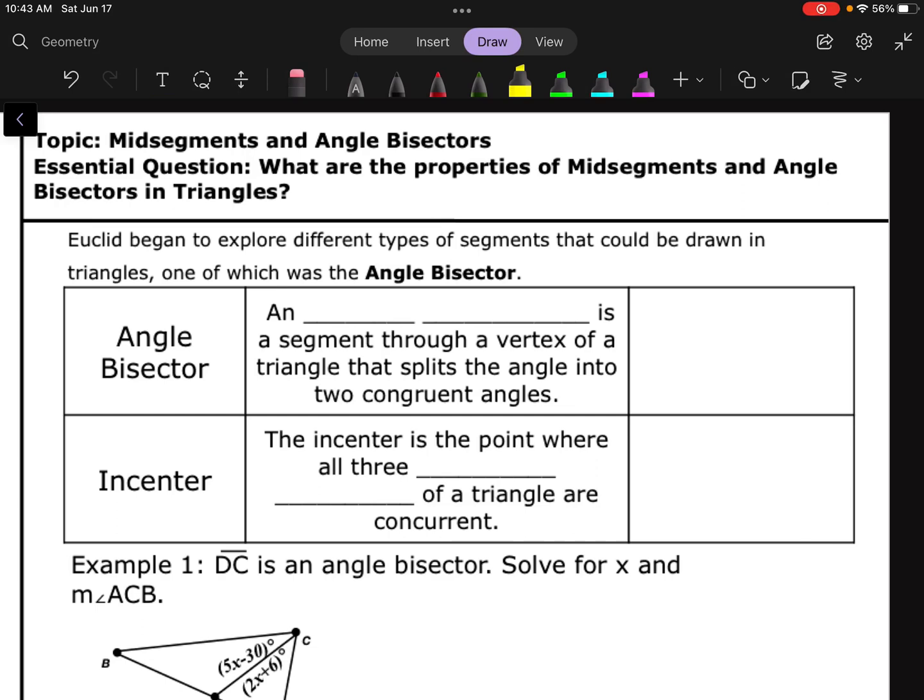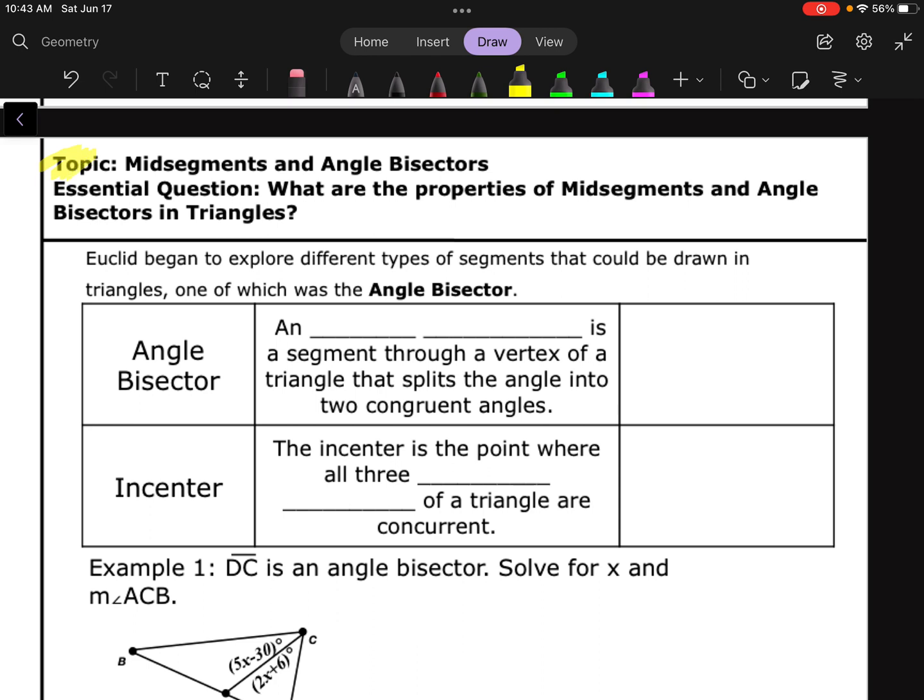All right, so our video for today is going to be all about midsegments and angle bisectors. Our central question here is going to be, what are the properties of midsegments and angle bisectors?